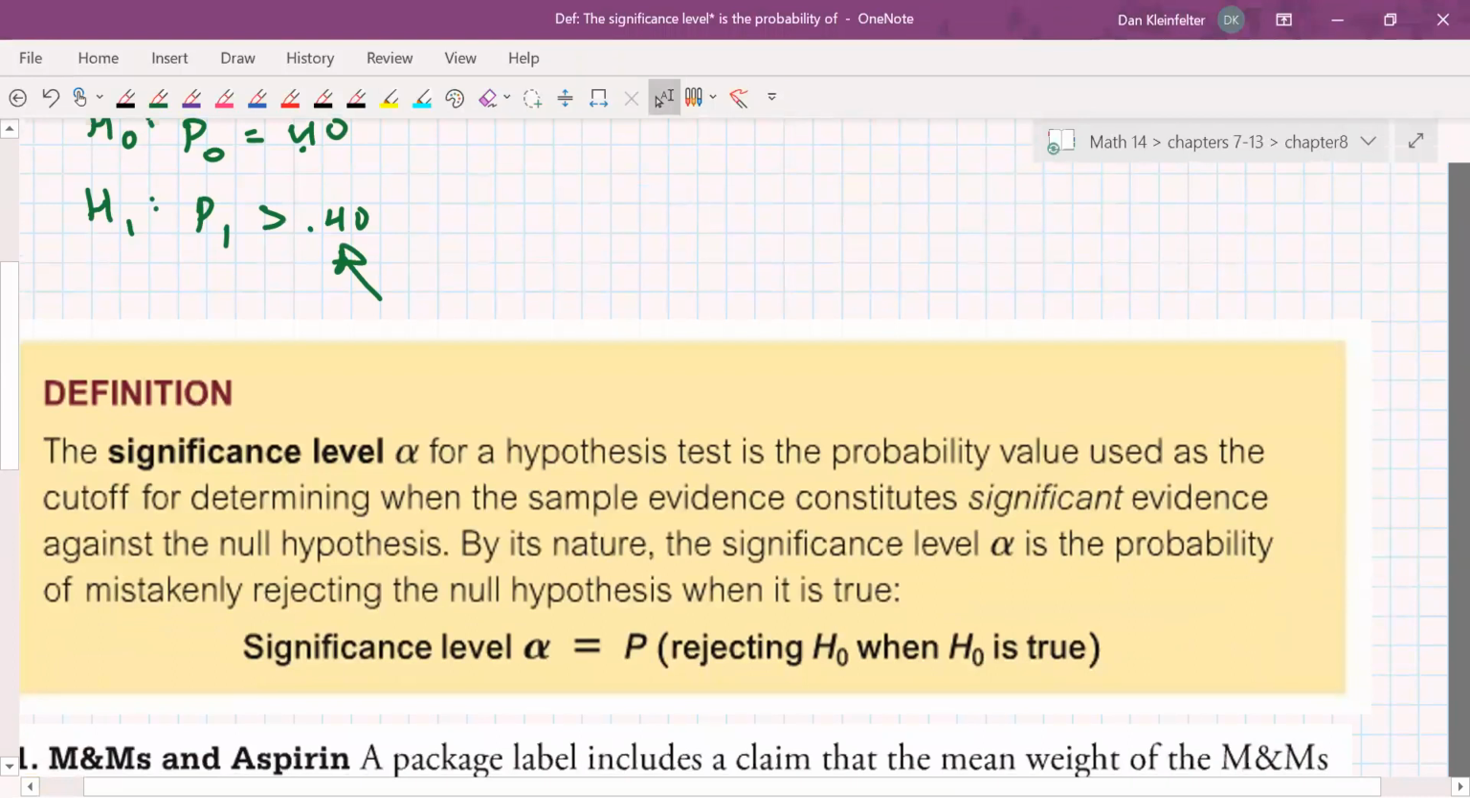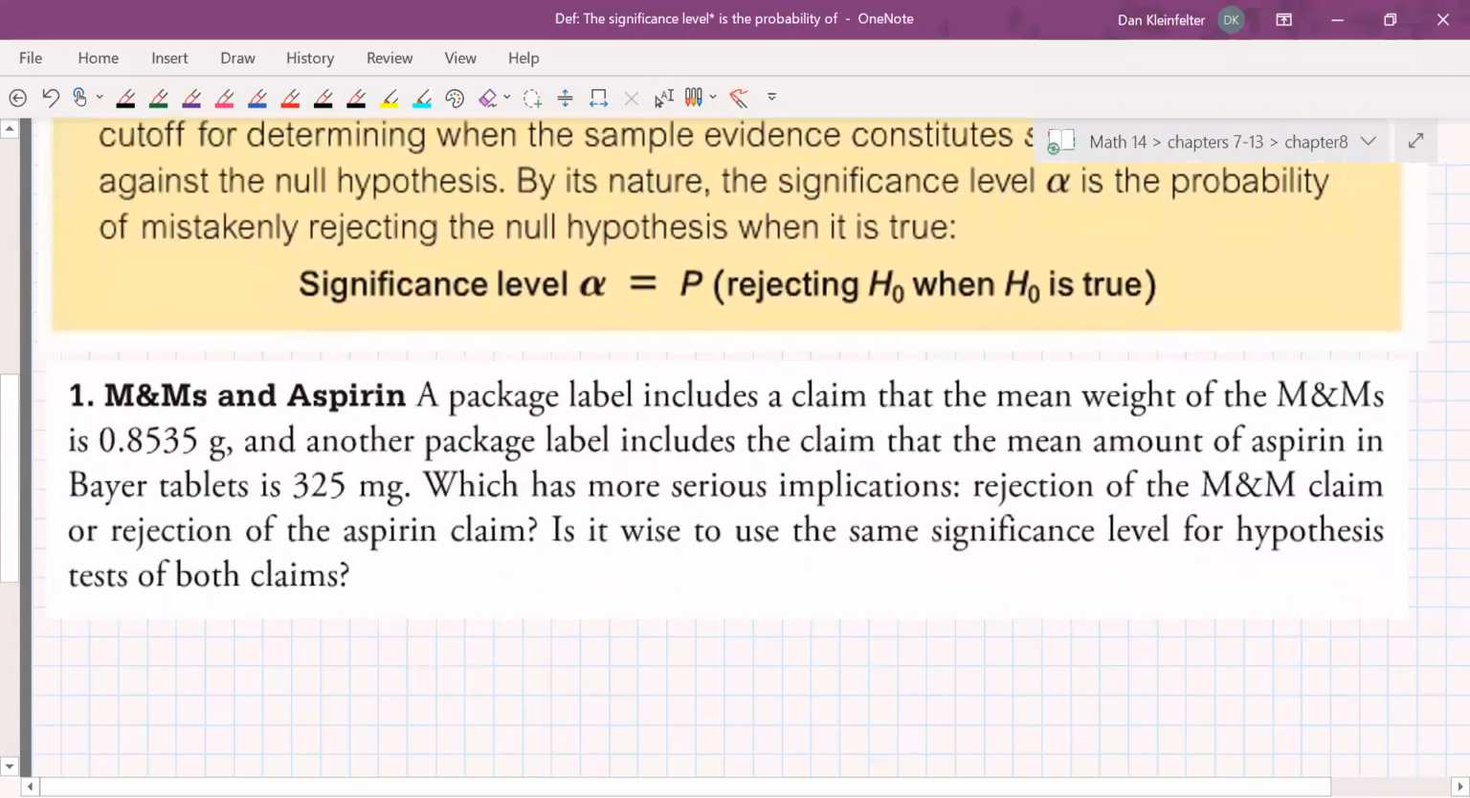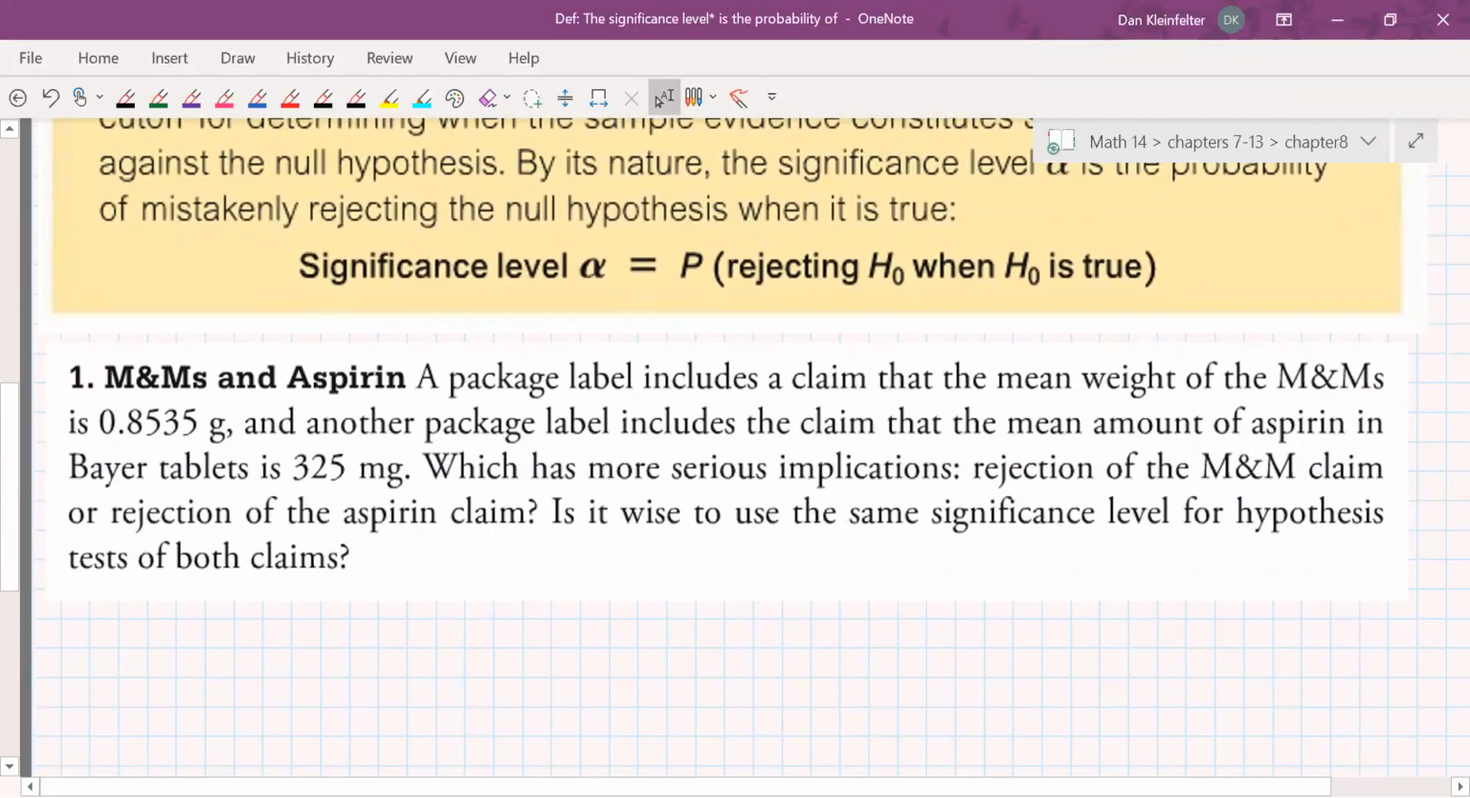Okay, and that is kind of a restatement of what is taken here. So as an example, let's say a package label includes a claim that the mean weight of M&Ms is 0.8535 grams. And another package label includes the claim that the mean amount of aspirin in Bayer tablets is 325 milligrams. Which one has more serious implications? Rejection of the M&M claim or rejection of the aspirin claim? Is it wise to use the same significance level for hypothesis tests of both claims?